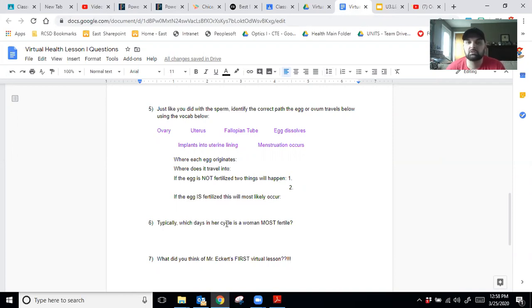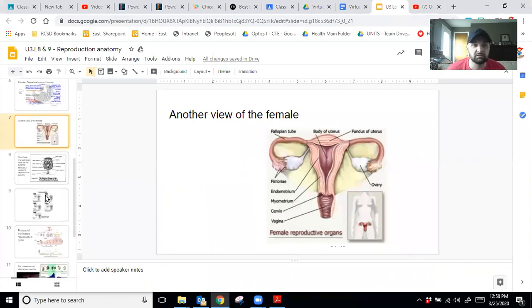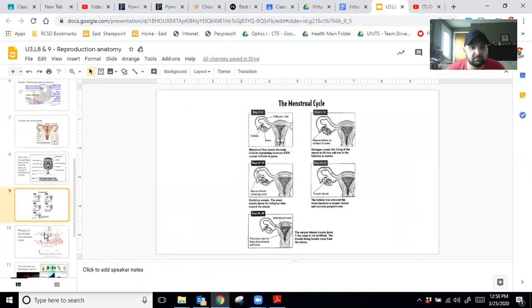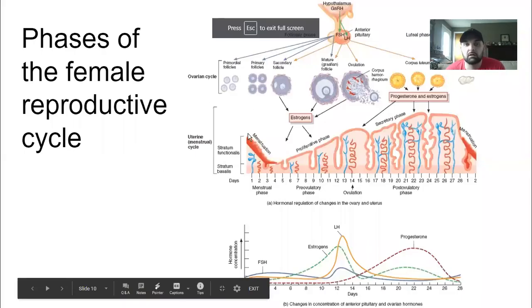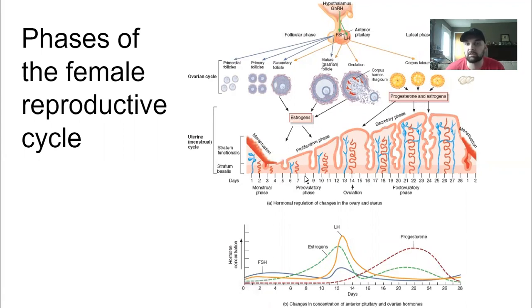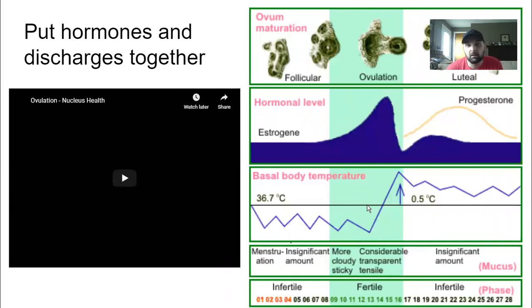Now, question 6, typically, which days in their cycle is a woman most fertile? So remember I told you about how there's days, and day 1 is their period. Well, I'm going to get to this screen. I'm going to full screen that. This talks about the days in a woman's cycle and what happens. So day 1, menstruation occurs. That uterine lining is shed. However, throughout those days after your period, the uterine lining is building up. All right. And ovulation at one point during this occurs. And that is when a woman is most fertile.